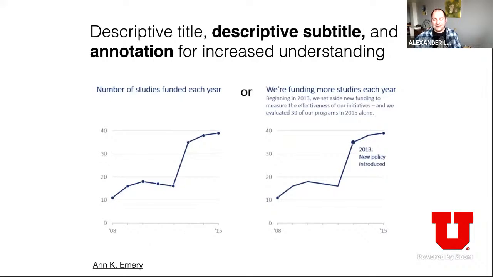A descriptive title, a descriptive subtitle, and annotation, as I said, are super important. Here's another example for that. You have the number of studies funded each year on the left, and on the right: We're funding more studies each year. Beginning in 2013, we set aside new funding to measure the effectiveness of our initiative, and we evaluated 39 out of our programs in 2015 alone. So clearly those are the same data, but just different framing, and one is much more engaging than the other because of that.